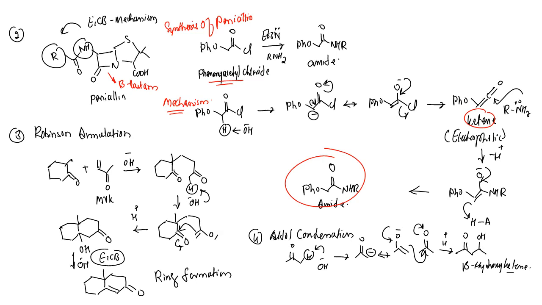The third example is Robinson annulation, in which this step involves E1cb mechanism, in which the cyclic beta hydroxy ketone is transformed into a cyclic alpha beta unsaturated ketone. And the fourth example is aldol condensation, in which two aldehyde or ketone molecules combine for making a beta hydroxy ketone, which is ultimately dehydrated to an alpha beta unsaturated ketone.